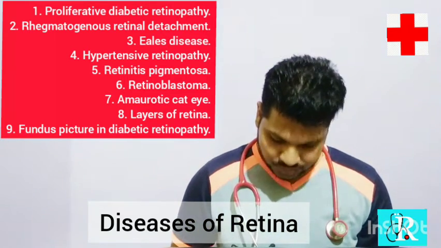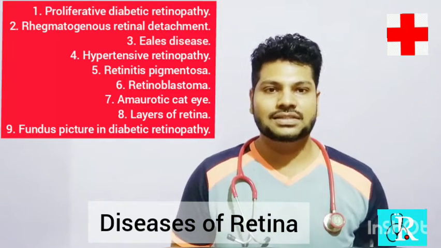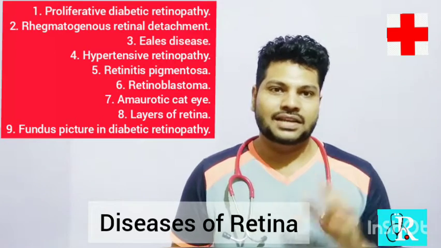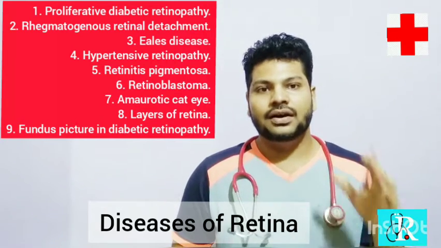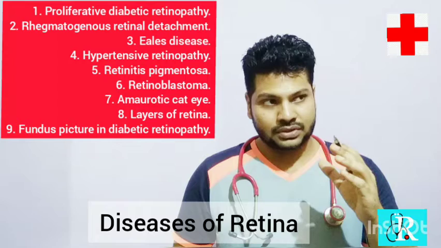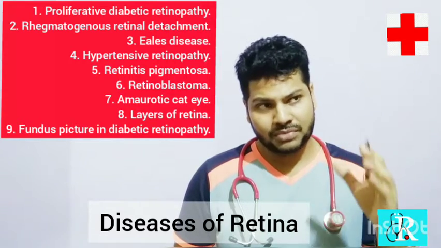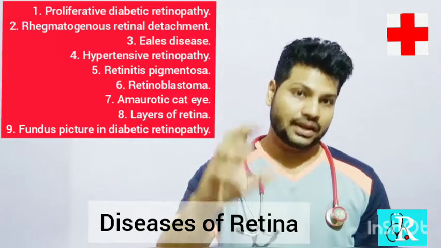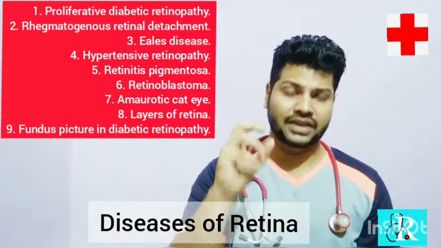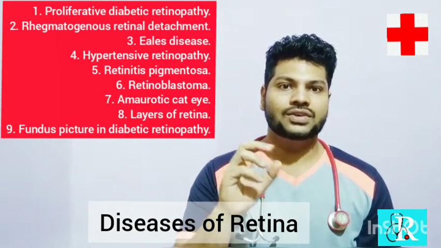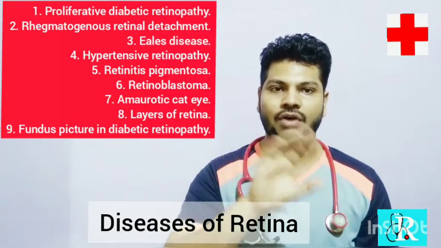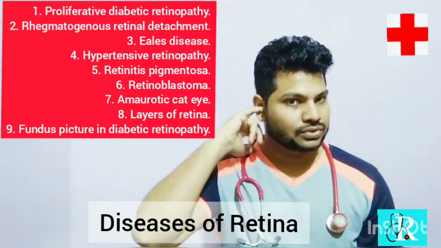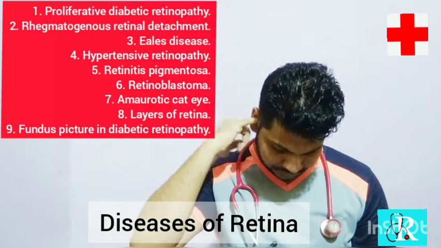Then comes Eales disease. What is Eales disease? It is an idiopathic disease; the basic cause is not known, but it is curable by giving anti-inflammatories. It is an inflammation of the blood vessels within the retina, especially the retinal veins, and white opaque material is formed over the retina. So this is Eales disease.